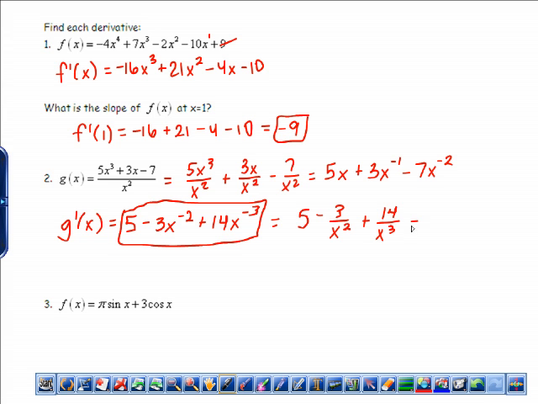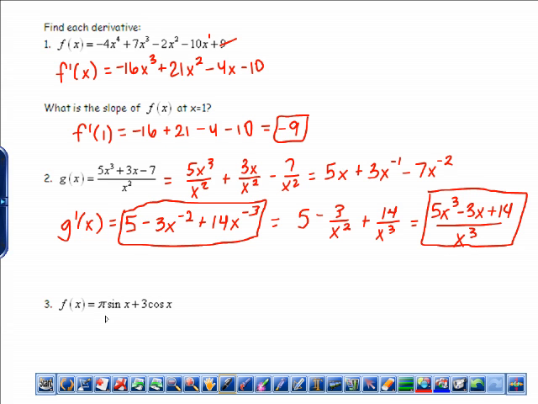What would the denominator be? It would be x cubed. So I need to multiply the 5 times the x cubed. I only need to multiply the 3 by an x, and the 14 stays as it is. Okay, so this is another way to write it. Honestly, the first way is fine. The only reason you would need to change it is if you were wanting to use this for something. This right here might be a little bit easier to work with.